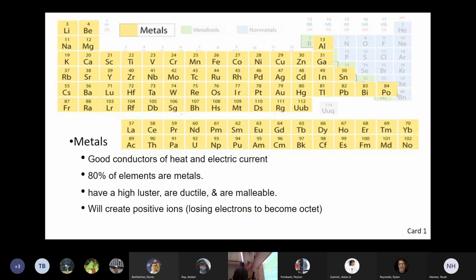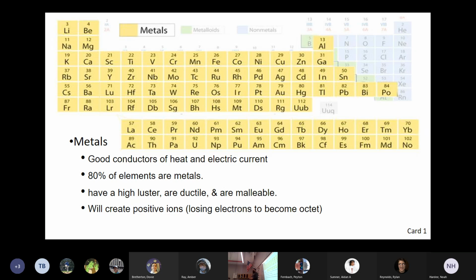He's blocking the screen. All right, so they are conductors of heat and electric current. Again, the majority of elements, about 80% of them. I would say that percentage probably has to be a little bit low, probably more like 90%. But most of the elements are metals. They have a high luster, shininess to it. They are ductile. Ductile means that they can be made into a wire.